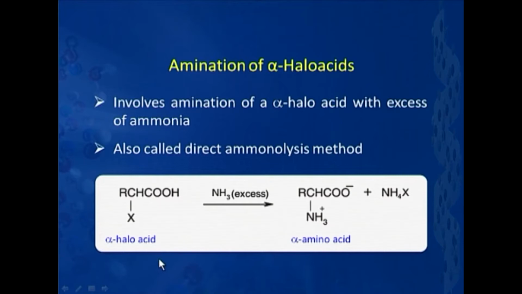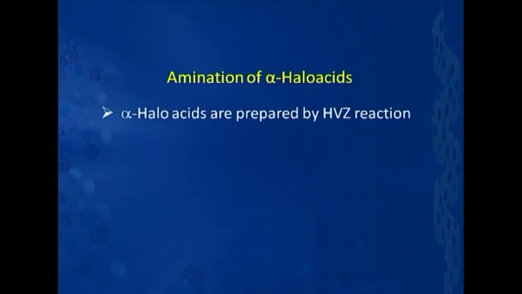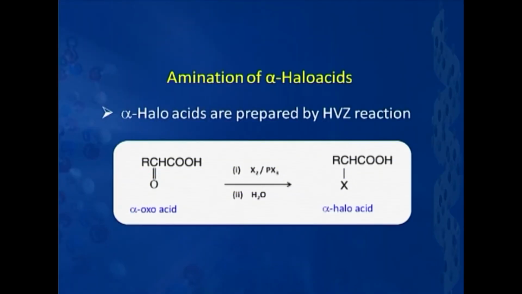So, in this method what we have is alpha halo acid, which we treat with excess of ammonia. As a result, we get an alpha amino acid. It is a one step reaction here. The alpha halo acid is actually made by using the HVZ reaction, which I am sure you are familiar with. In this reaction, we take an alpha oxo acid and convert it into a halo acid. This is a very simple method which you are familiar with.